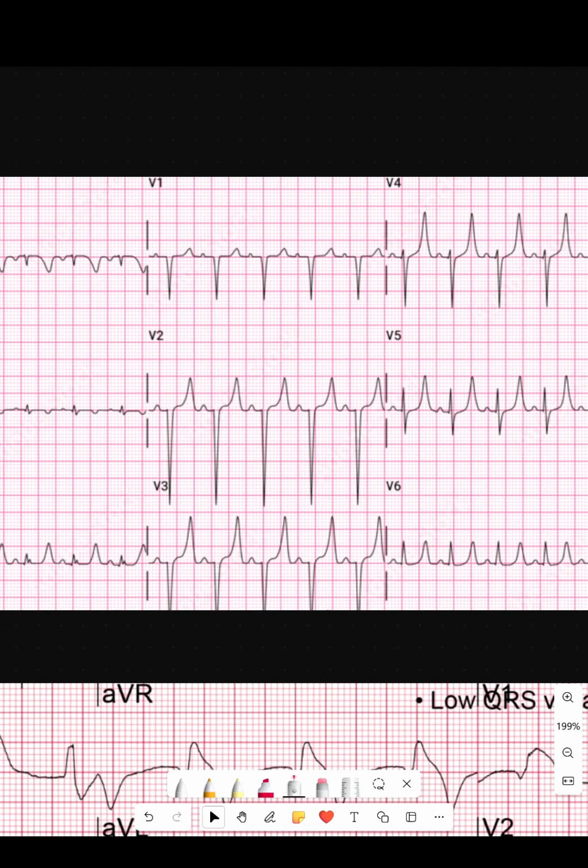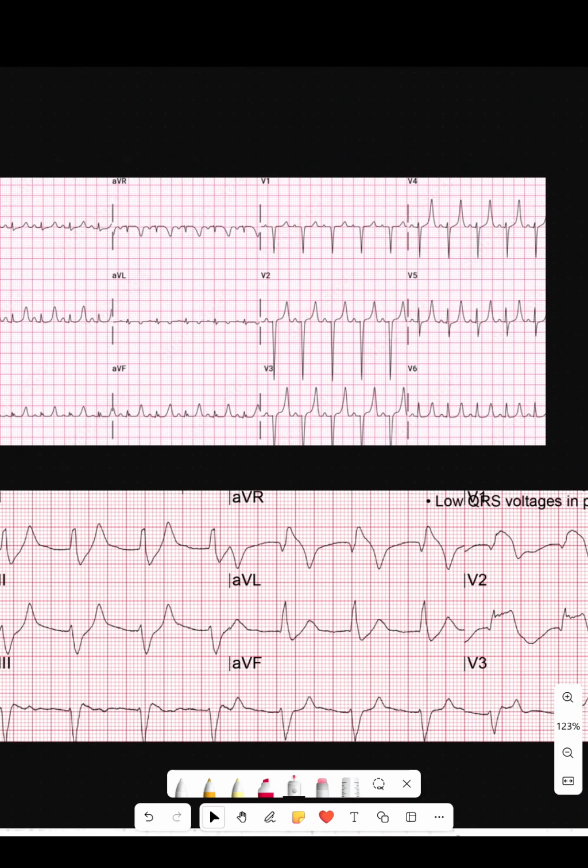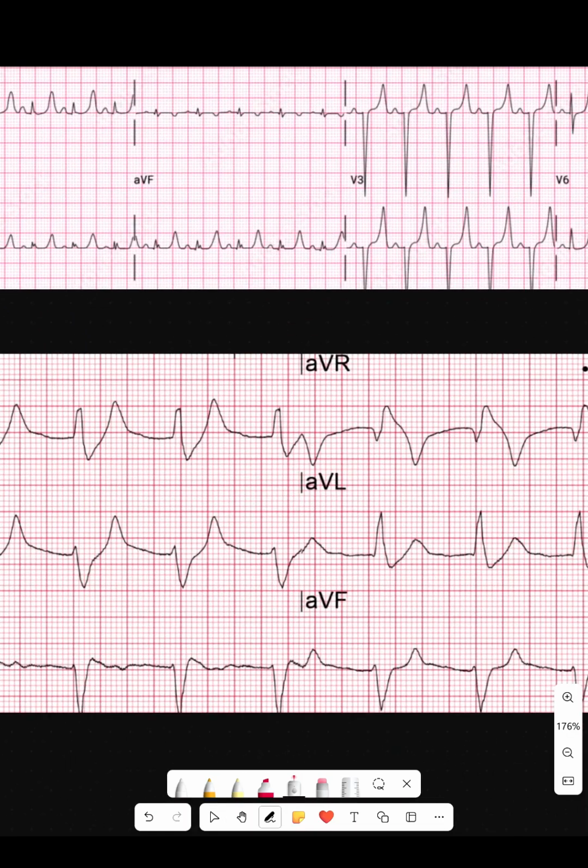As this rhythm starts to deteriorate, it may slow down some, and look how this QRS is now substantially wider. Again, this is not the same patient, but I thought that these 3 ECG tracings flowed fairly well together.